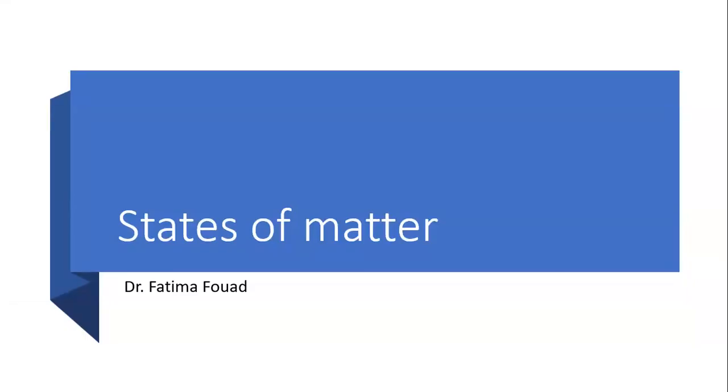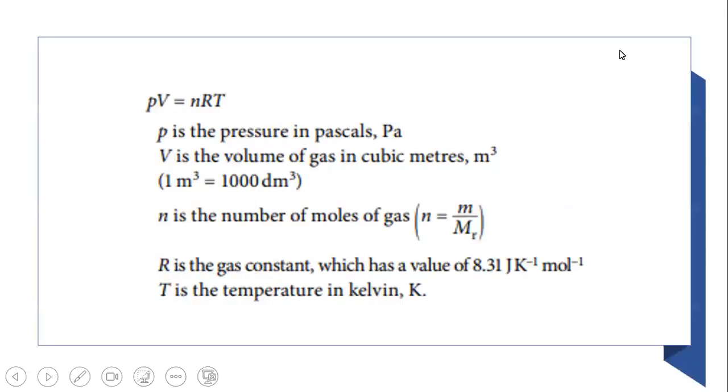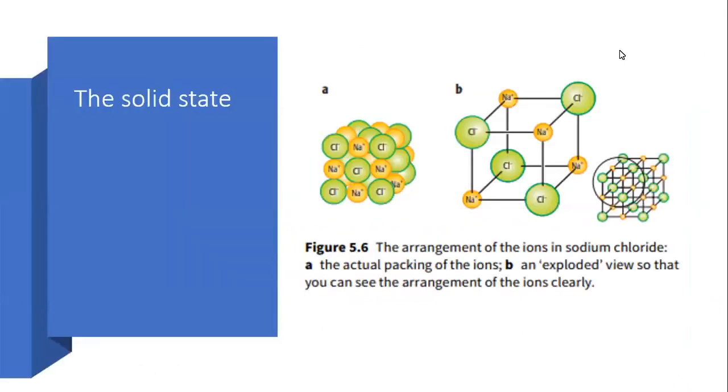All right, so we have to continue with states of matter. Specifically, we have to continue with our solid state. So let's go ahead and start with that. We were talking about the ionic compound. That's what we did in last class. And in the last class, we talked about the properties of ionic compounds.